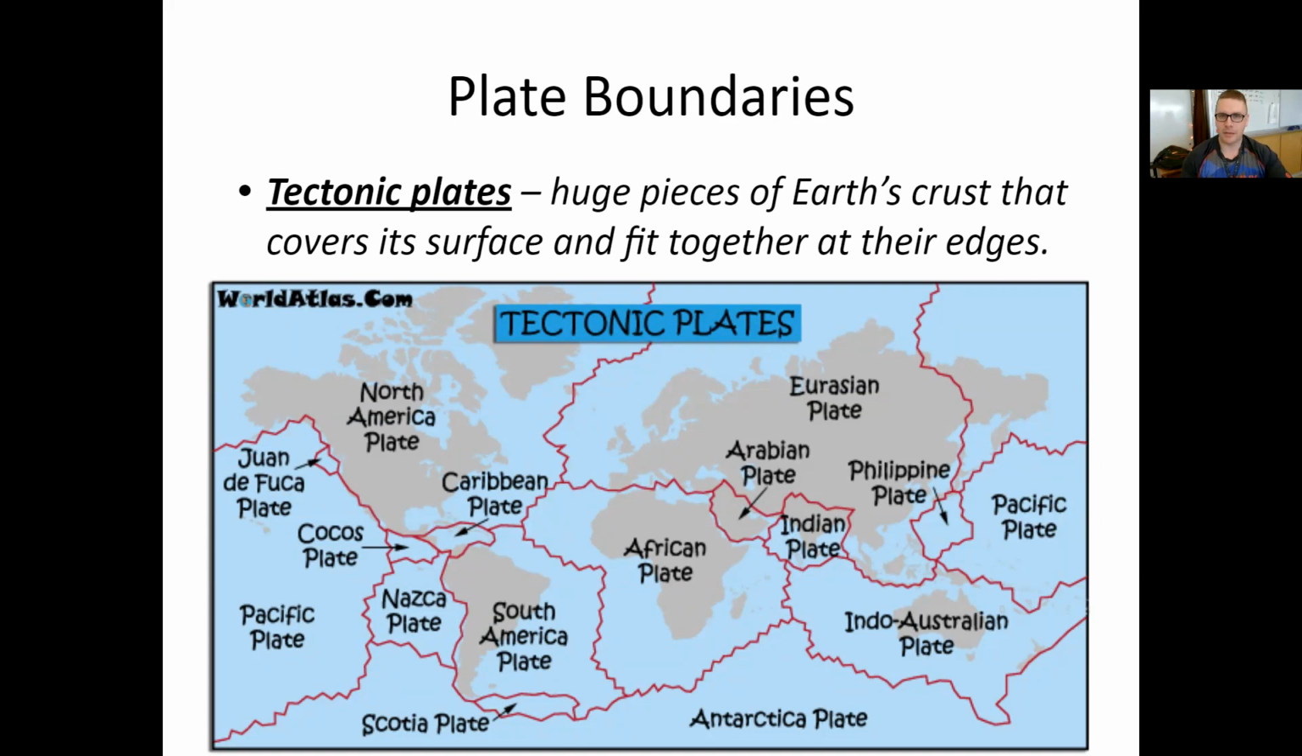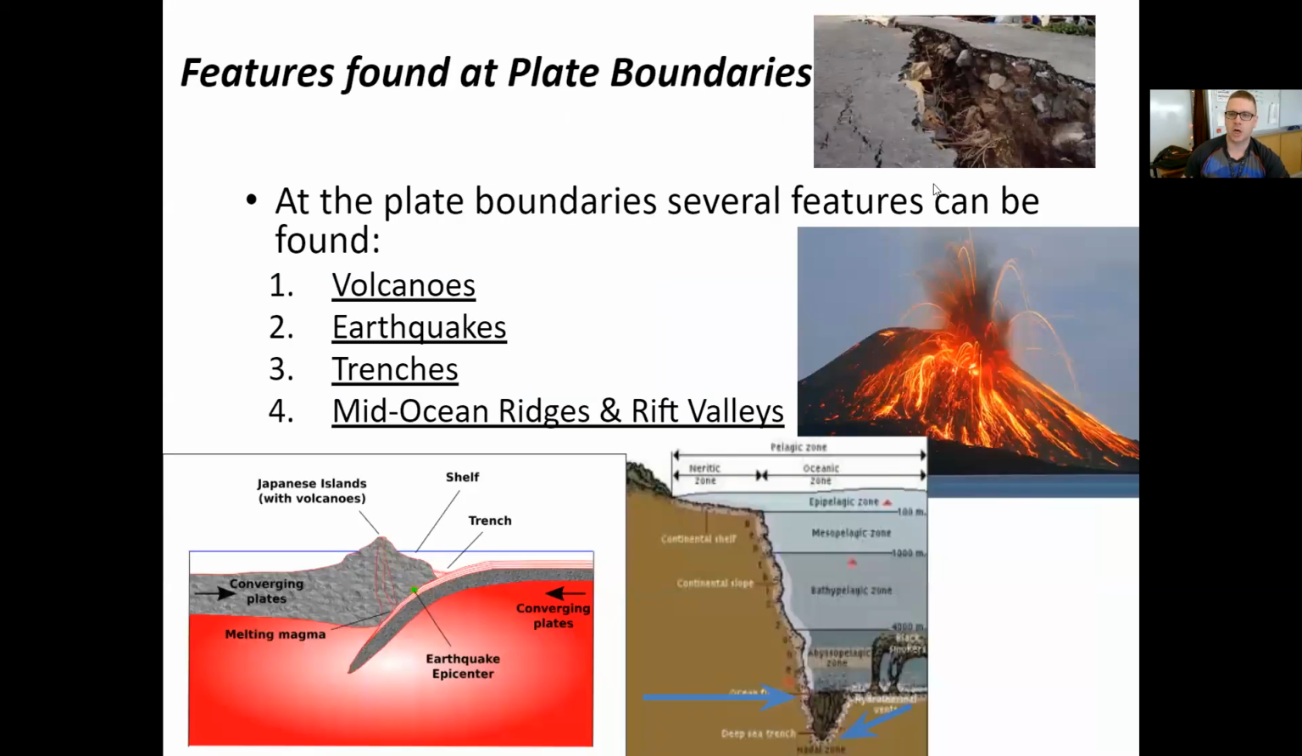So again, back to our buddy Alfred Wegener. He hypothesized that the Earth was made up of different puzzle pieces. We've taken this idea, and we call them plates. There's around 20 of them, and they're huge pieces of Earth's crust that fit together at their edges. And it's at these edges where we see a lot of these different tectonic formations and a lot of this activity occur.